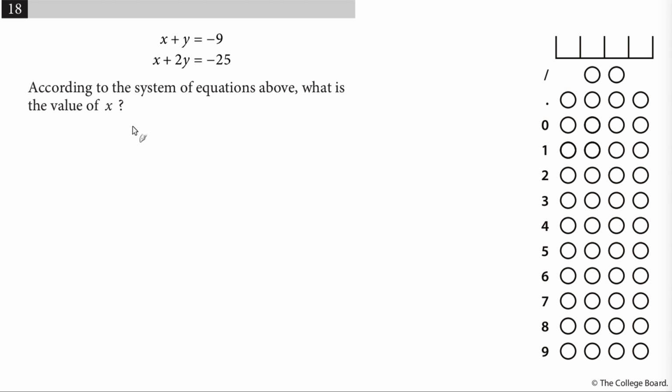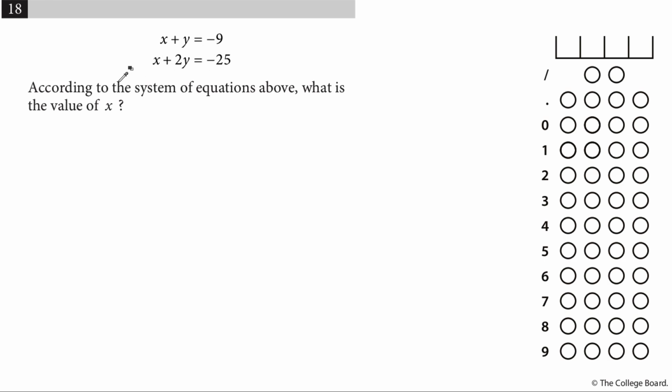Now, if I weren't thinking too carefully, I would just dive right in and say, well, I can cancel out the x's by subtracting. I get negative y, I would get a positive 16, so y equals negative 16. And I can work it out that way. But I'm not going to do it that way.